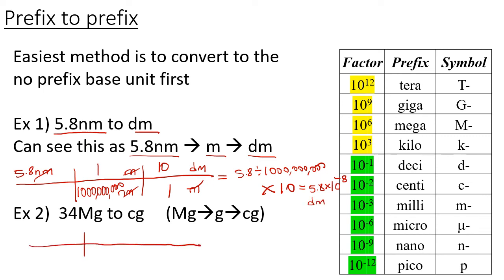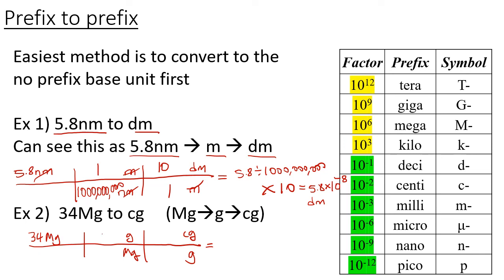We're going to do the same thing on the bottom. We're going to set up a double prefix thing, and so we're going to change megagrams into grams. Then we'll change grams into centigrams. Go ahead and fill in the numbers down in here. Go ahead and pause now and fill the numbers in.